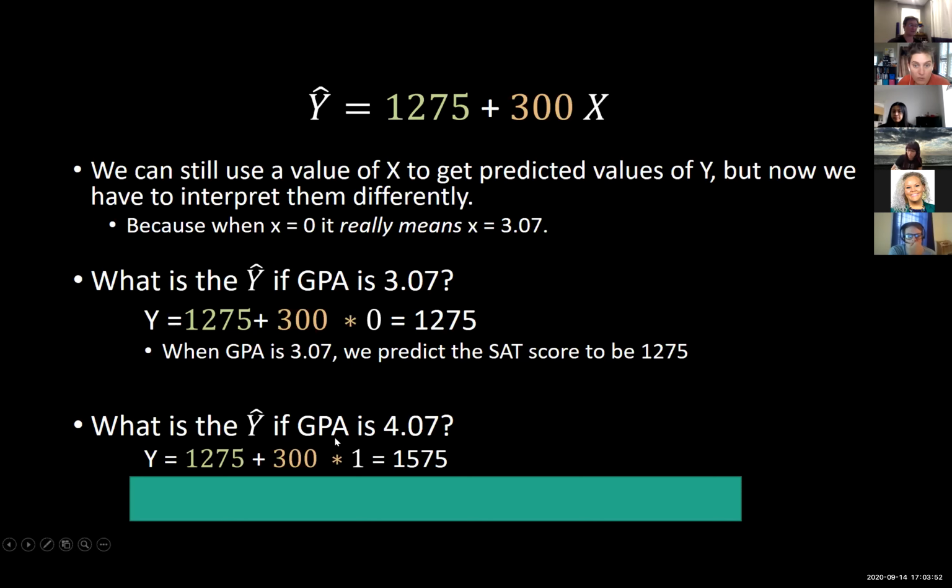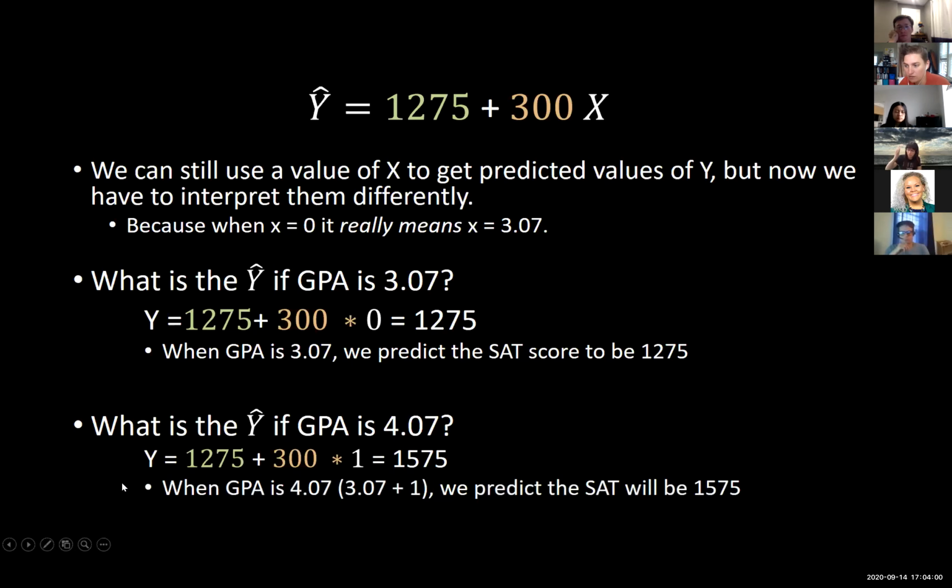So I plug in a 1 here, just like I did in the last equation, but this time instead of it meaning 1, it means 3.07 plus 1, so 4.07. So this is how I would interpret that. So that's the basics of centering.